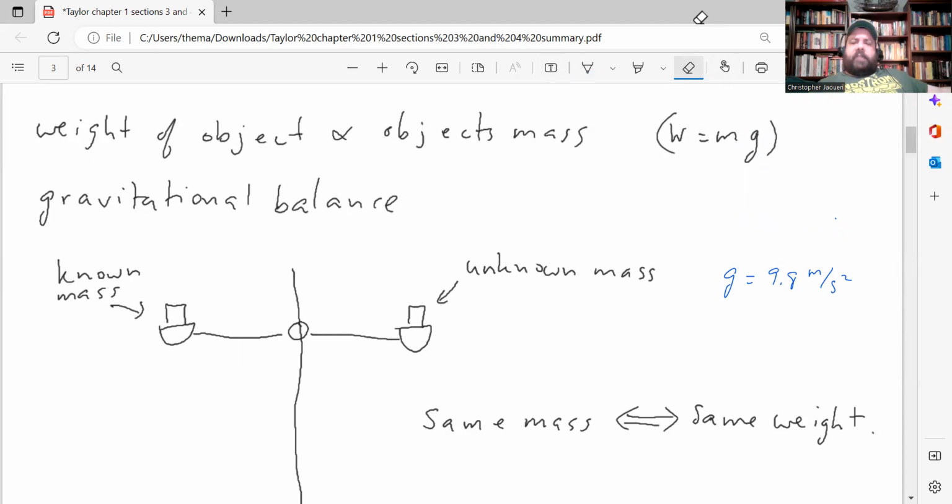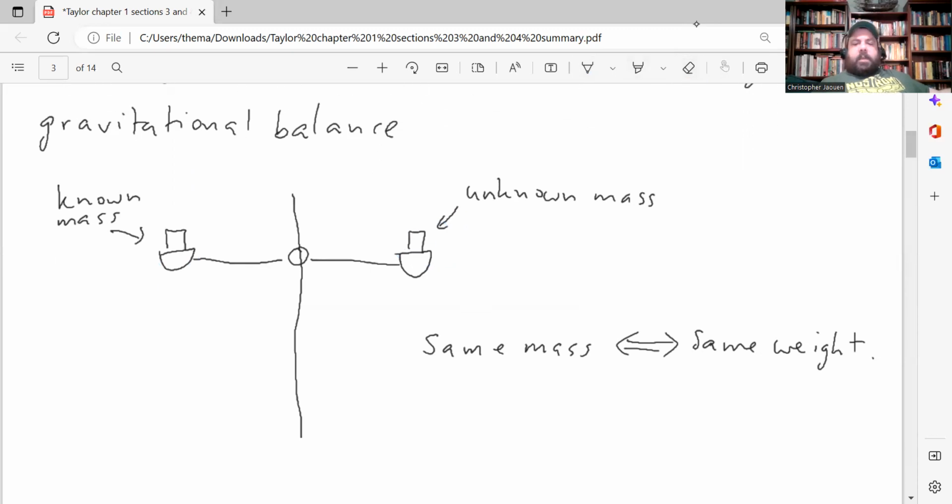Because of that fact, we can measure the mass of an object by just weighing it. For example, here you have a gravitational balance, and here you have your unknown mass. You put it on one side, and you keep adding known masses to the other side until the thing is balanced. Once the gravitational balance is balanced, you just look at how much mass you have here, and that's how much mass is over here. So that is a more practical way of measuring masses. Two objects have the same mass if and only if they have the same weight.